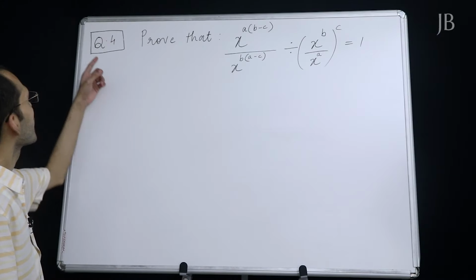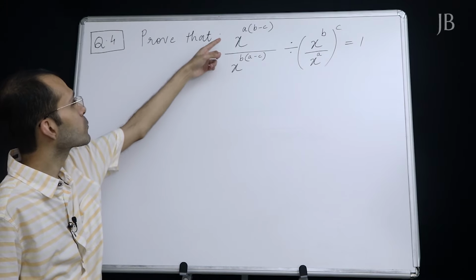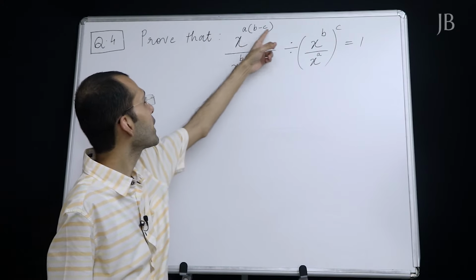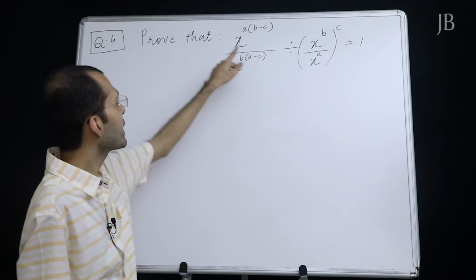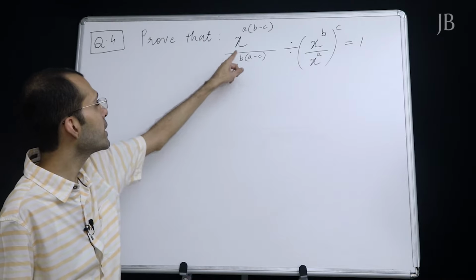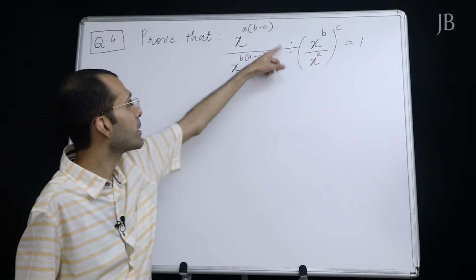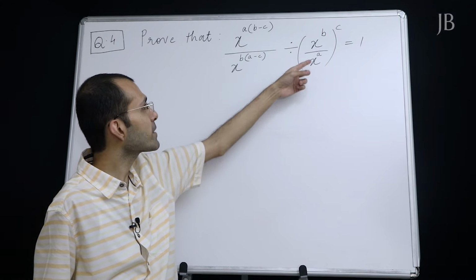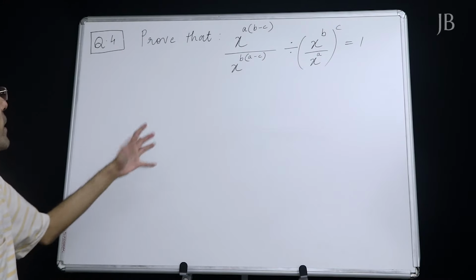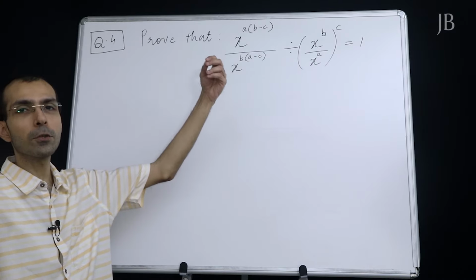Question 4. Prove that x raised to a into b minus c. So a into b minus c is the power and x is your base. Divided by x raised to b into a minus c. The whole expression, this divided by x raised to b upon x raised to a, the whole raised to c, is equal to 1. Simple proof, they just appear complicated. You just play with the laws. Prove that this is equal to 1.